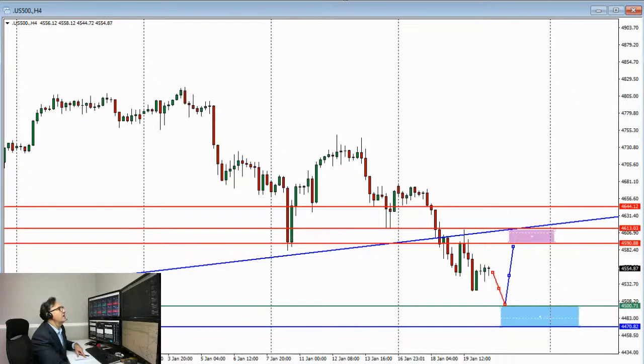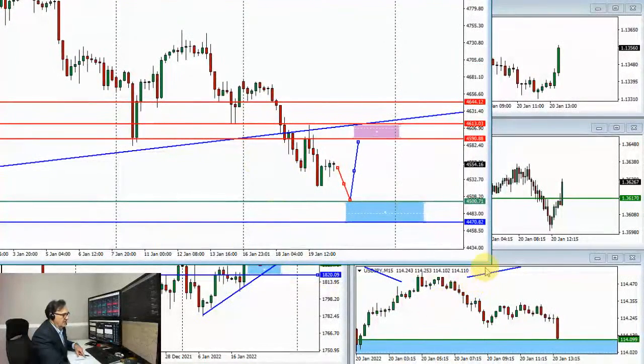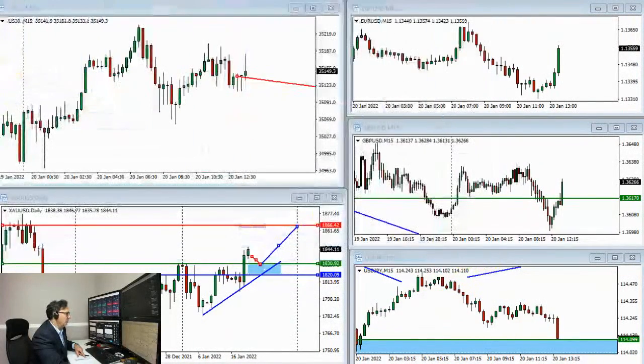So that's where I am with S&P. I don't have that as an order at the moment. I will be reacting to that manually, or at market as it's known, rather than having a pending order.